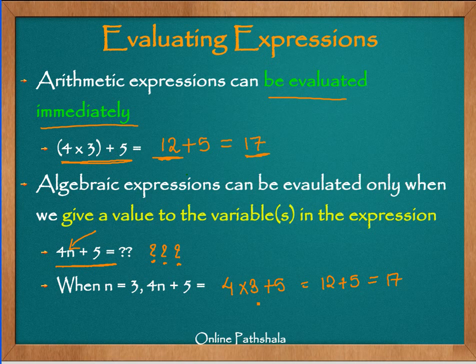Well, this variable could have been anything else. It is just like I have taken 3. So what this means is that though arithmetic expressions can be evaluated immediately, algebraic expressions can be evaluated only when we give a value to the variables in the expression. Otherwise, we do not know the equivalent number for that algebraic expression.